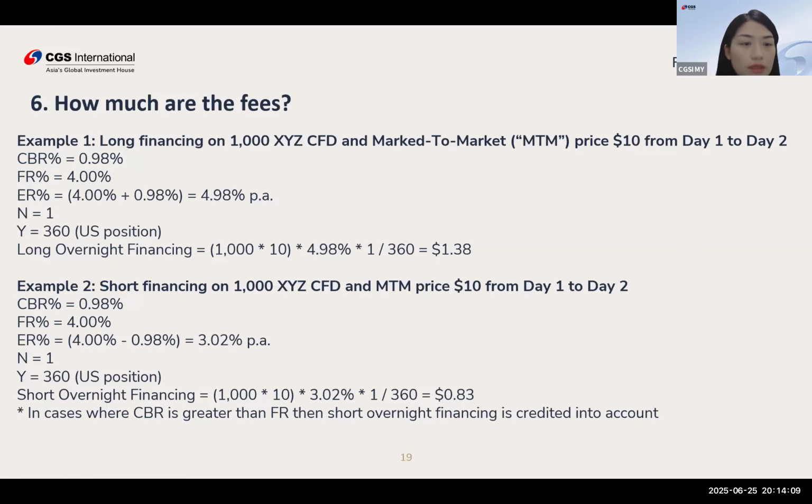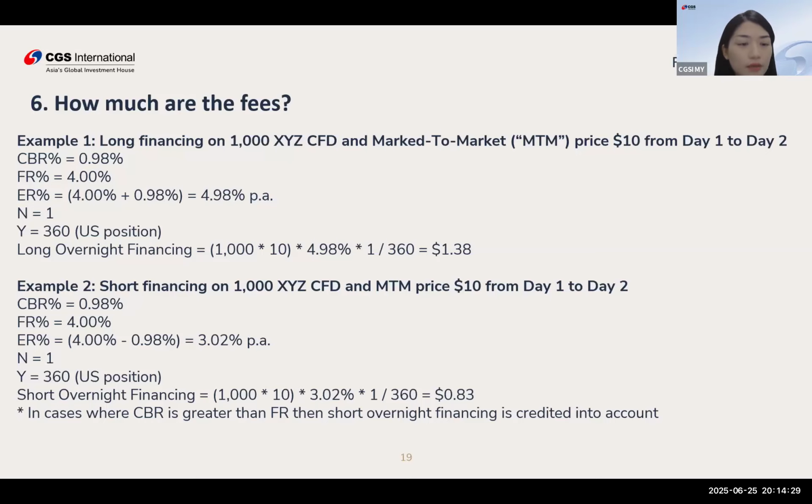So to compute the financing fee, it will be the contract value, 1,000 units times 10, the price, and then times the effective rate, 4.98%, and then times 1 divided by 360 days. So it costs you 1.38 per day.